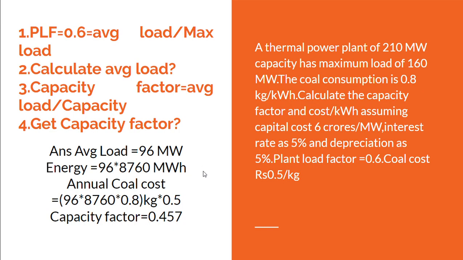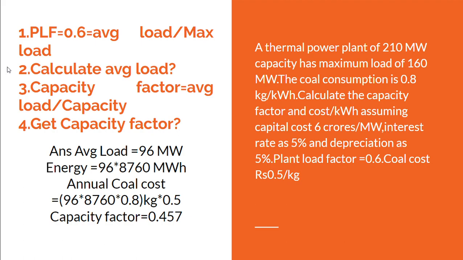So this is one numerical which is given as homework. You must try this in order to appreciate what concepts we have learned. Suppose we consider some thermal power plant of a 210 megawatt capacity, and this 210 megawatt capacity power plant has a maximum load of only 160 megawatt. So how do you calculate the plant load factor? How do you calculate the capacity factor? And how do you calculate the cost per unit?